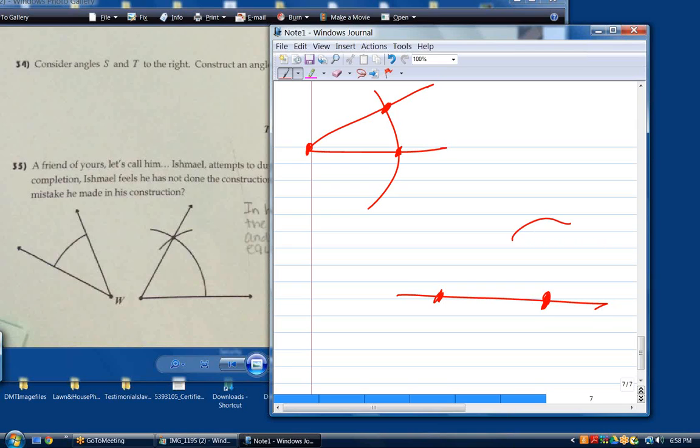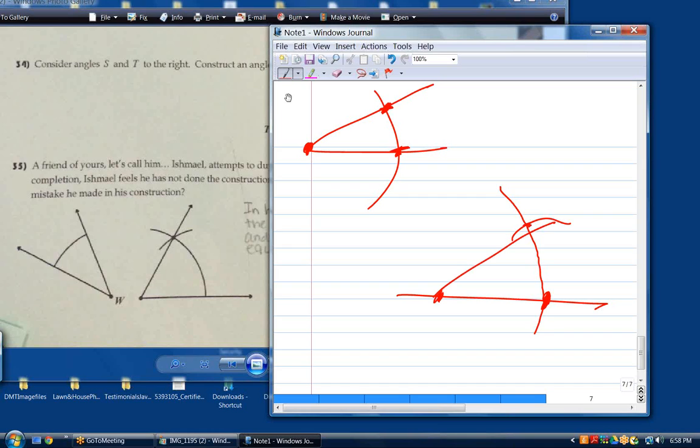Now set your compass here, measure this distance, which you already had actually. In other words, you had that to start with. So I only really have one more step, and that's measuring the distance between there and there. That is what does it. That is what duplicates the angle.